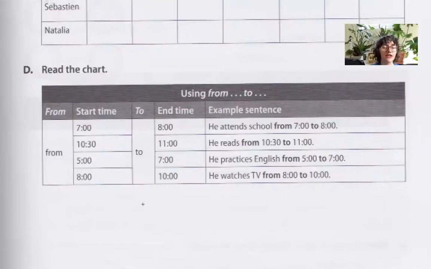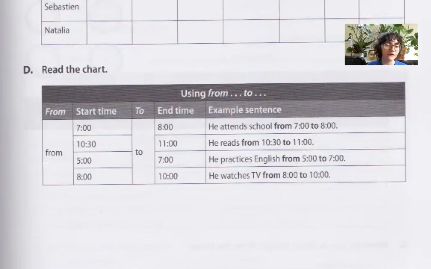Okay. Next part says, read the chart, right? So we have the chart. It says the start time from, start time to, end time, and then we have example sentences. So from 7 to 8, from 10:30 to 11, from 5 o'clock to 7 o'clock, from 8 o'clock to 10 o'clock, right? So we can say an activity. He attends school, he goes to school from 7 to 8. He reads from 10:30 to 11. He practices English from 5 to 7. He watches TV from 8 to 10. So remember, we're not saying the number 2, we're saying to, like between, from to, right?